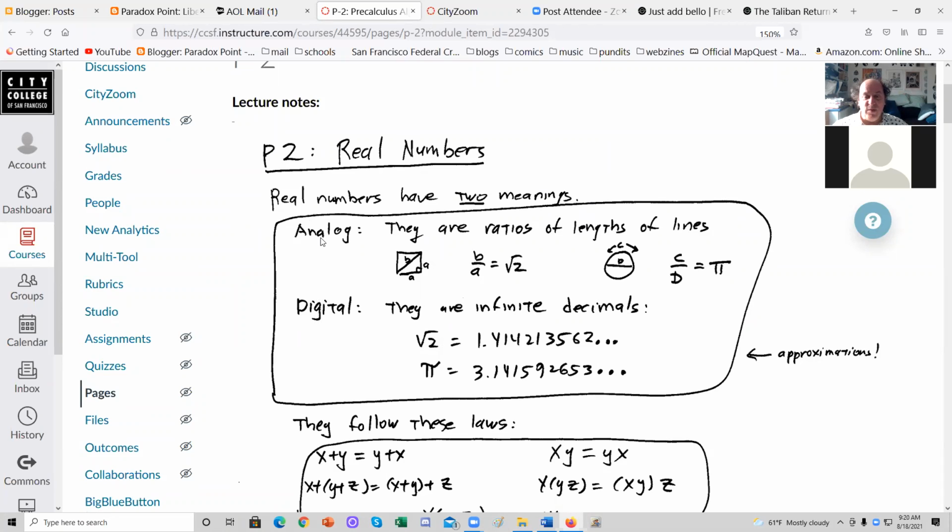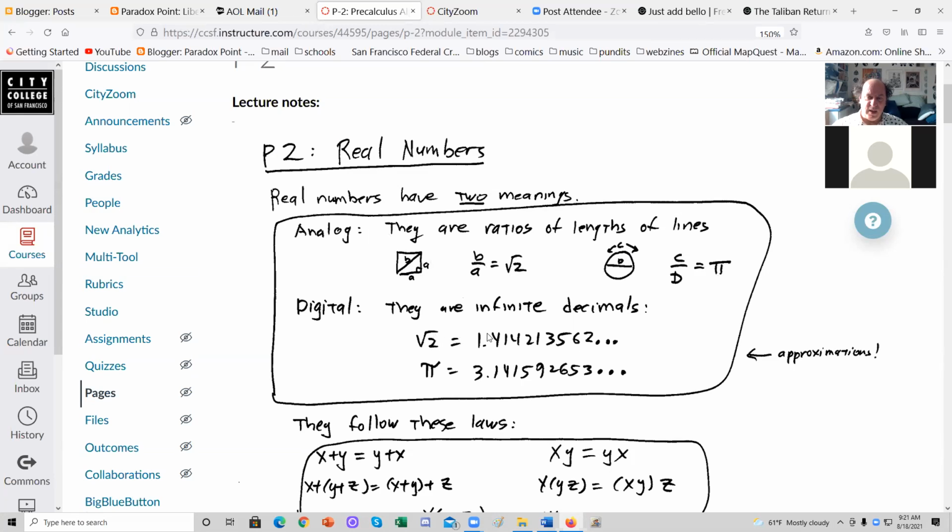The analog meaning for a real number is that it's a ratio of lengths of lines. So if you have a square, for example, the diagonal is b and the side is a, then the ratio b over a is the square root of 2, a real number. Or we have a circle with circumference, distance around, of c, and a diameter d, then c over d is pi, the number pi, about 3.14159. Okay, so these are the analog definition of meaning of a real number.